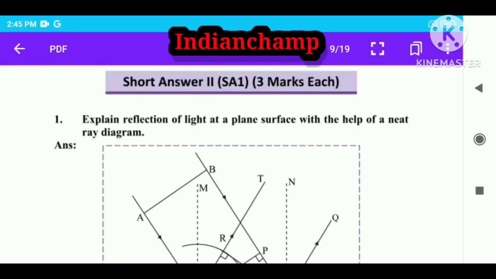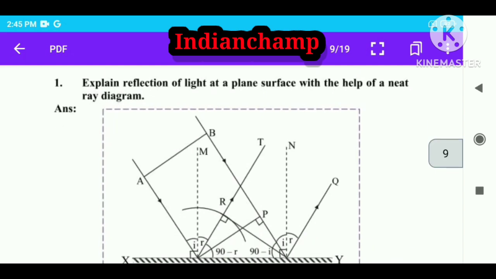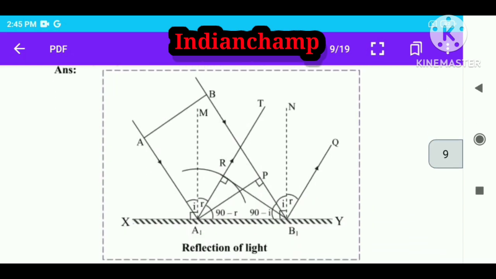First question, explain the reflection of light at a plane surface with the help of a neat ray diagram. Answer: reflection of light.